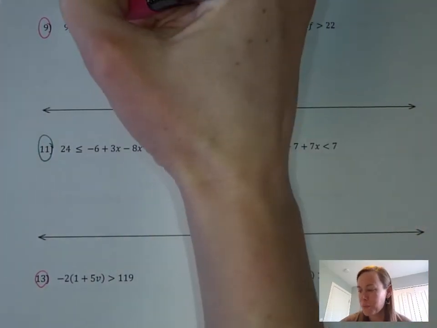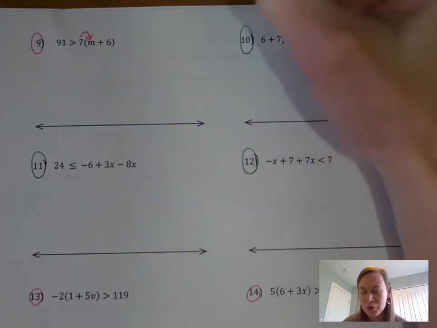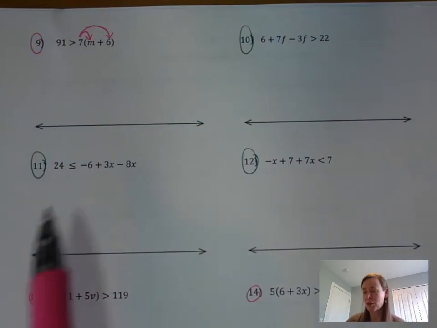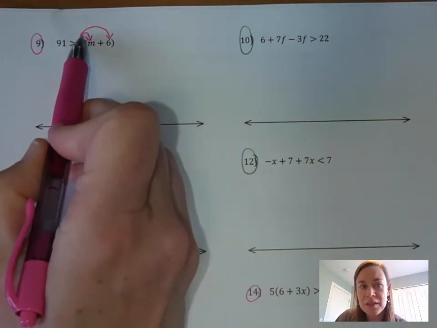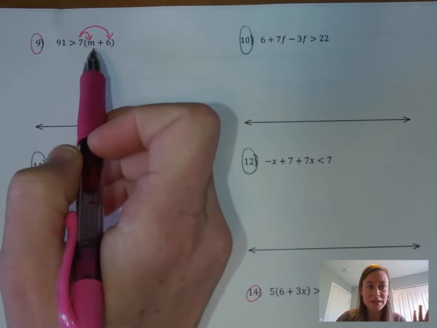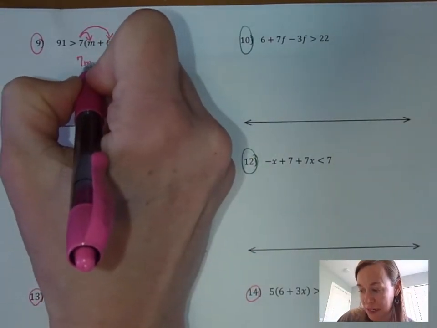So what do we do? We take the 7 and we distribute it to both of those terms inside of the parentheses. So we're going to distribute it to the m and to the 6. Now what does it mean to distribute it? It just means that we're going to multiply it. So let's go ahead and work that out. So 7 times m, well, you can't simplify that because we don't know what m is. So we're just going to write 7m, which means 7 times m.